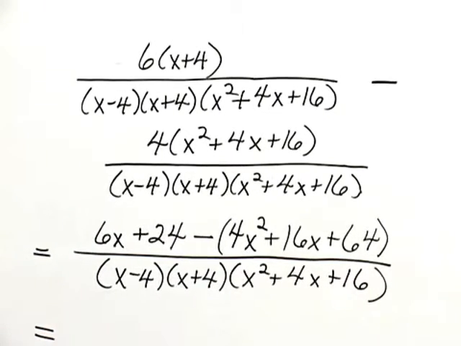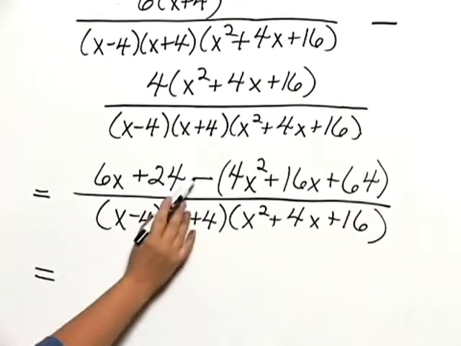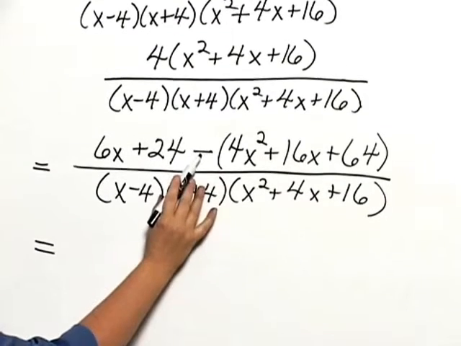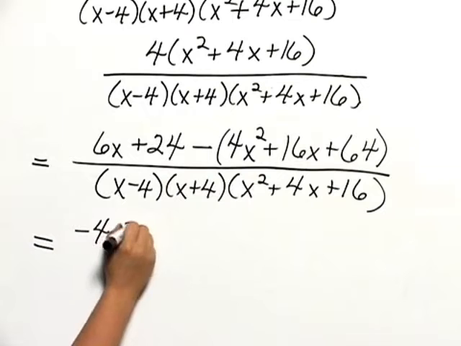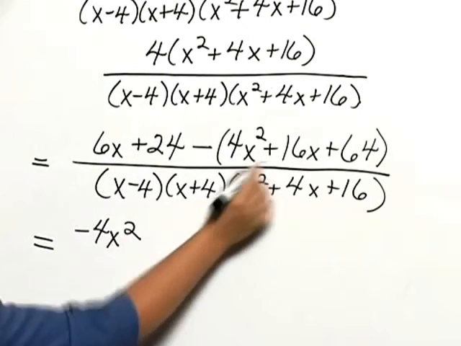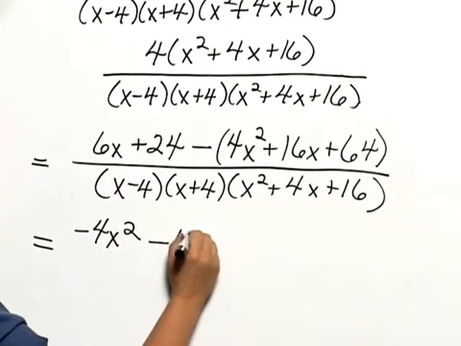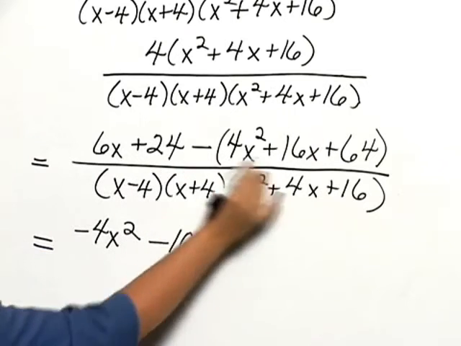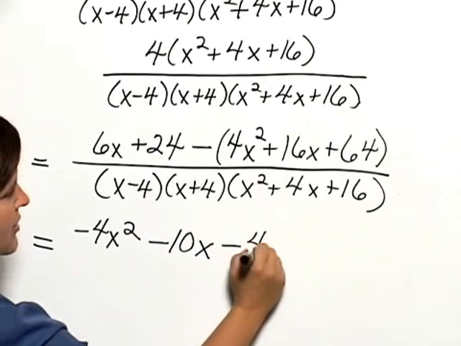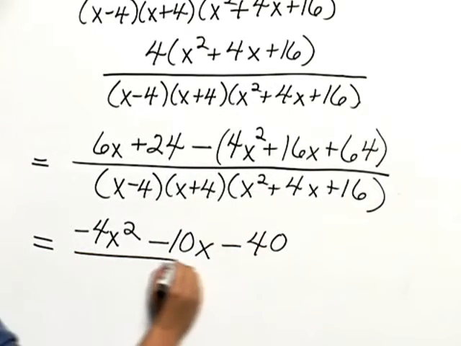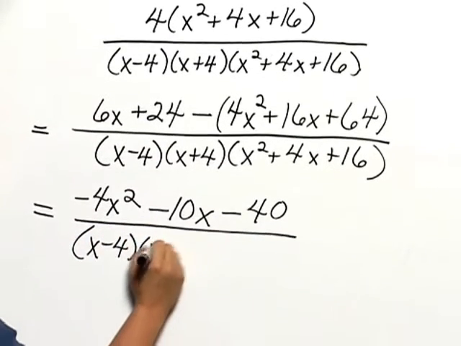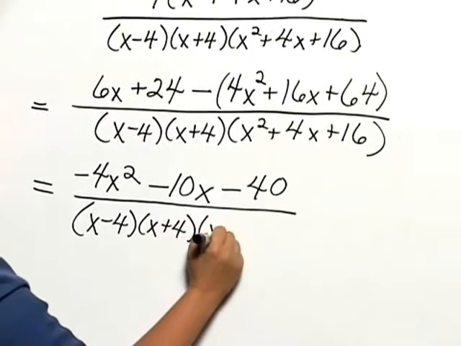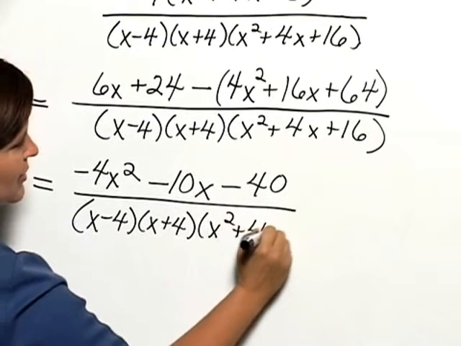In the next step, we can subtract. We have the opposite of 4x squared, which would be negative 4x squared. We have 6x minus 16x, which gives us minus 10x. And we have 24 minus 64, which gives us minus 40. And all of that is over x minus 4 times x plus 4 times x squared plus 4x plus 16.